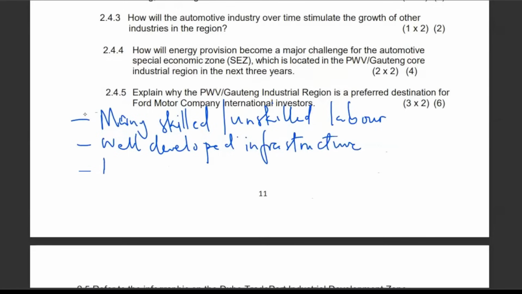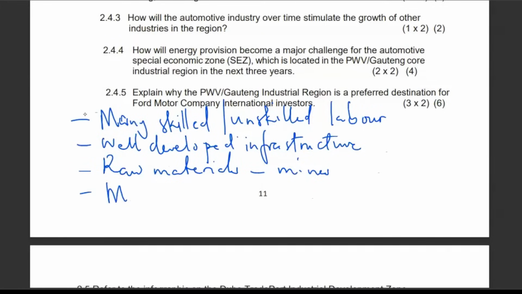Then you also look at raw materials. They are readily available from the mines. The resources that are needed to work in the automotive industries are readily available, the raw materials to support the industries.